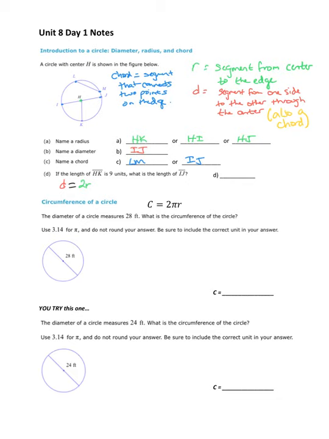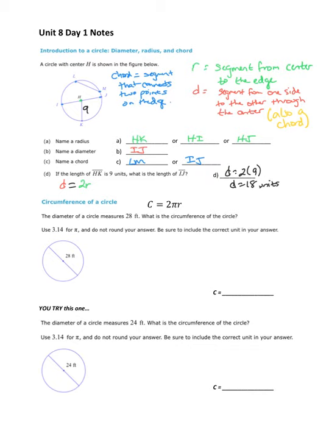All right, we've got this question. If the length of HK is 9 units, what's the length of IJ? Okay, HK is 9. We know that's the radius. The radius is from the center to the edge. It doesn't matter whether it's from the center going up to the edge, or to the side. The radius is from the center to the edge, so it's going to be the same all the way around. So D equals 2R. D equals 2 times the radius. D equals 18 units. That wasn't hard, was it? All right, so get used to using R and D and remember the relationship.